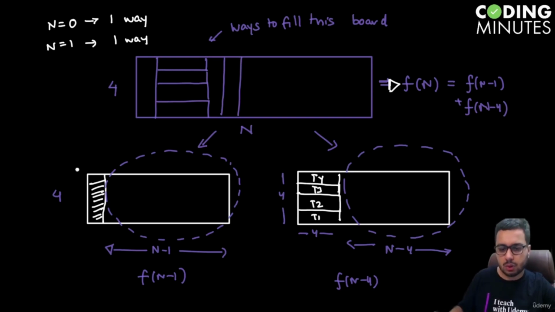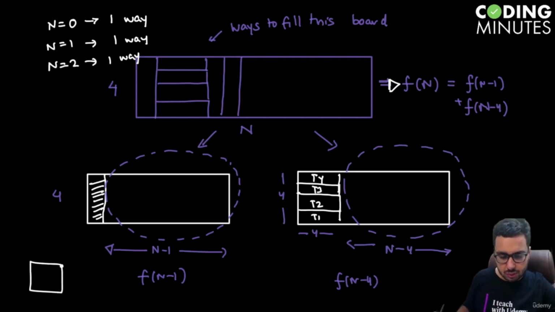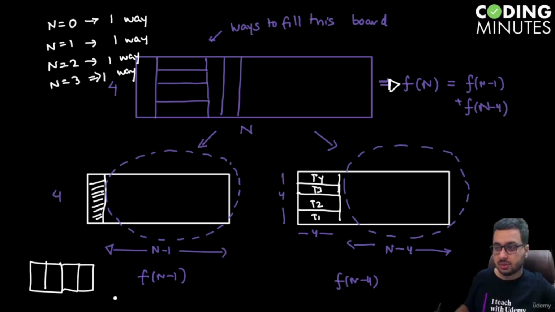What about n equal to 2? n equal to 2 is also one way, because if you have a board of size 2, you can only place 2 tiles. If you have n equal to 3, then also you have only one way. But if you have n equal to 4, then you have two ways: either place all of them vertically, or you place them horizontally, on top of each other. So it would be a 4 cross 4 board.